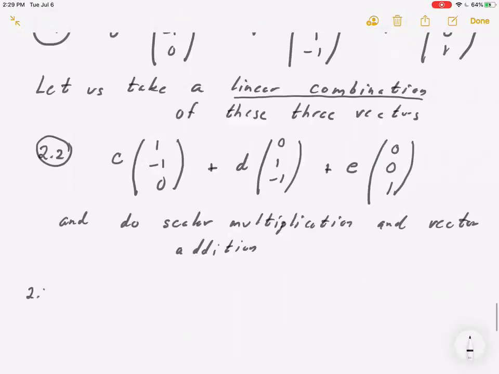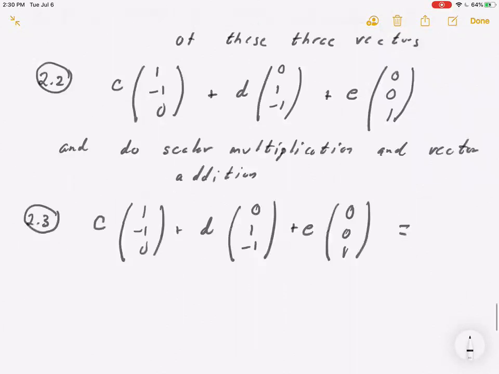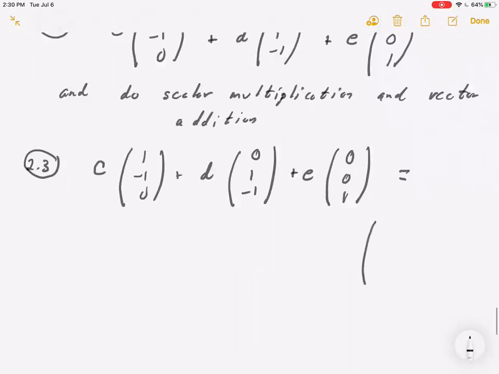We will discover the following. C times this vector plus D times this vector plus E times this vector will all sum up to give you a new 3×1 vector. These vectors are 3×1, so when you add them, you should get a result that is also a 3×1 vector. And it has three components: C, D minus C, and E minus D. And let's call this star.